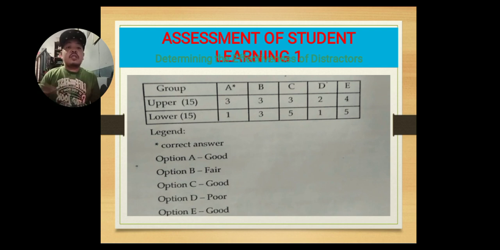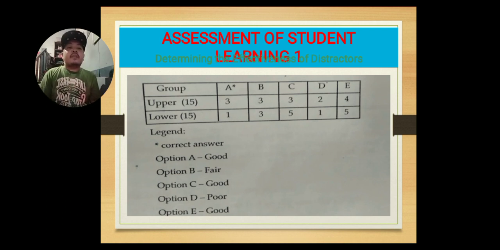Option A. As you notice in option A, more students in the upper group got it right compared to the lower group. So, with respect to the correct answer, if more in the upper group got it right compared to the lower group, then your distractor is good. Okay? Now, let's proceed to letter B, option B. The number is the same, 3 in the upper, 3 in the lower. So, when it is the same, that is fair.